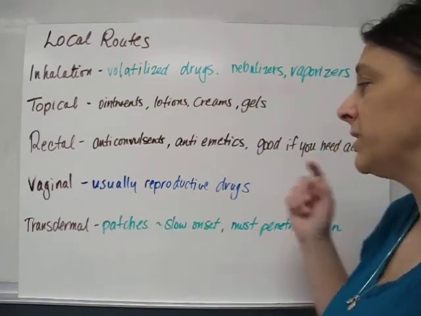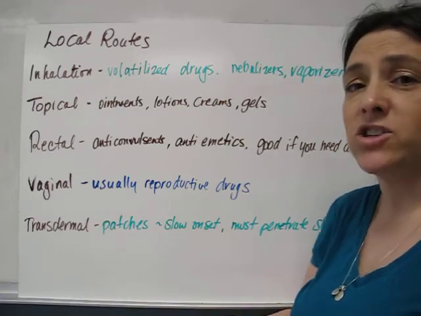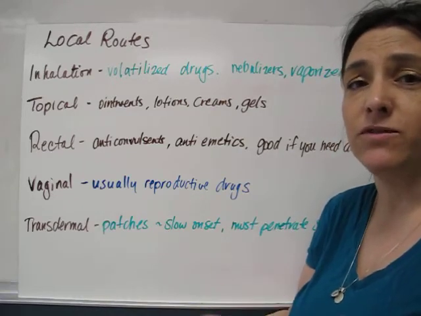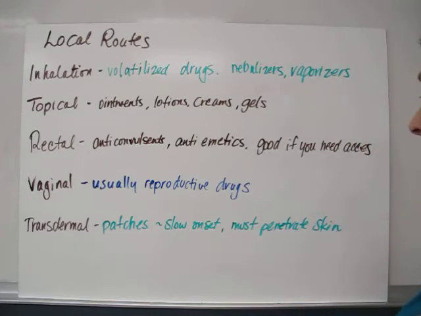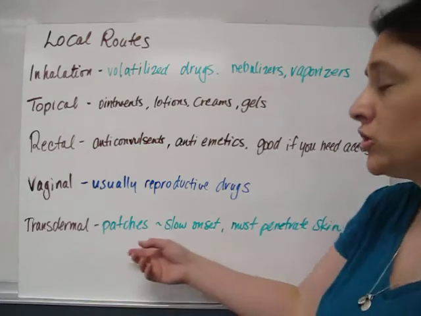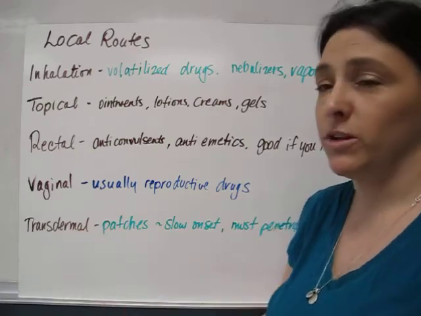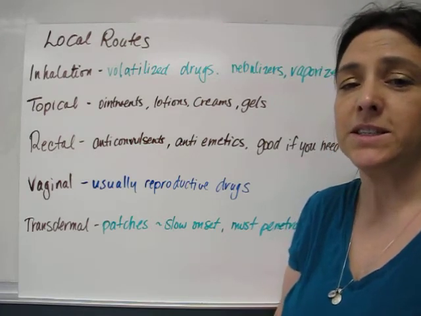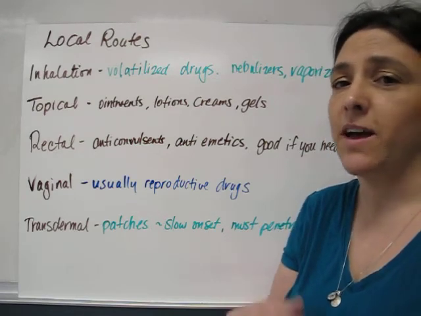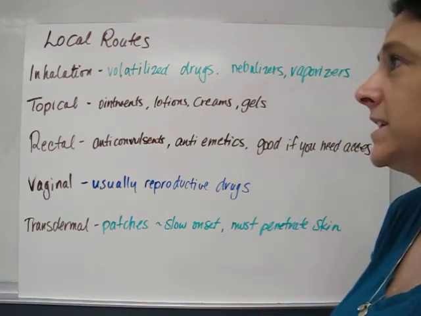Vaginally, seen mostly with reproductive drugs. Transdermally, these tend to be patches. Medication is infused in the patch, and they are placed on the skin, and then they are absorbed through the skin. Slow onset of action. The good thing about transdermal, especially if you're using something like a fentanyl patch, if you're seeing some signs of distress, you can just yank that patch off, and the absorption of the drug will stop instantaneously.